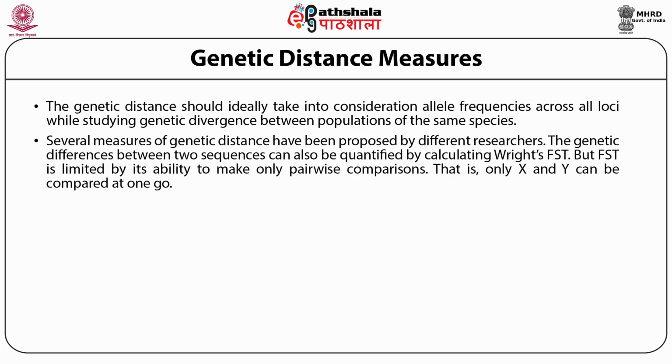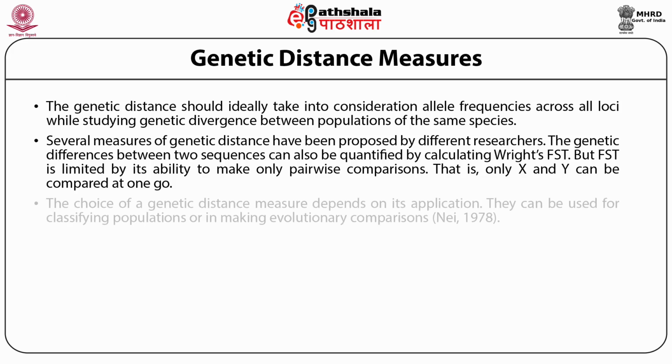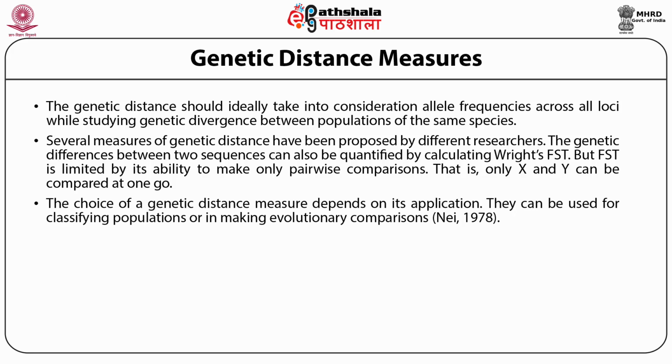The genetic differences between two sequences can also be quantified by calculating Wright's FST, but this FST is limited by its ability to make only pairwise comparisons. That is, only X and Y can be compared at one go. Introduction of genetic distance estimates circumvented this problem by enabling comparison of more than one pair at the same time. The choice of a genetic distance measure depends on its application. They can be used for classifying population or in making evolutionary comparisons.